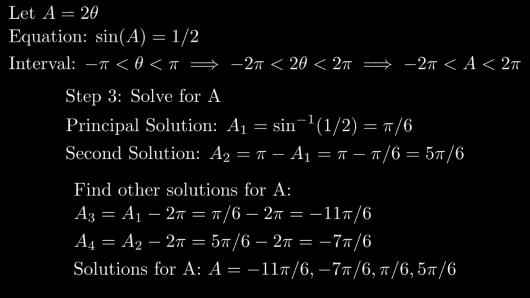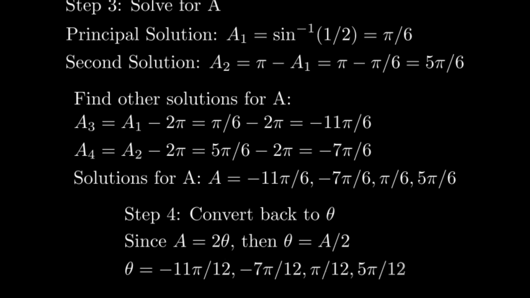Finally, we convert back to theta. Since theta is a divided by 2, we divide each of our 4 solutions for a by 2. This gives us our final answers. All 4 of these values lie within our original interval of negative pi to pi. This process of using an identity and then a substitution is a very common strategy.